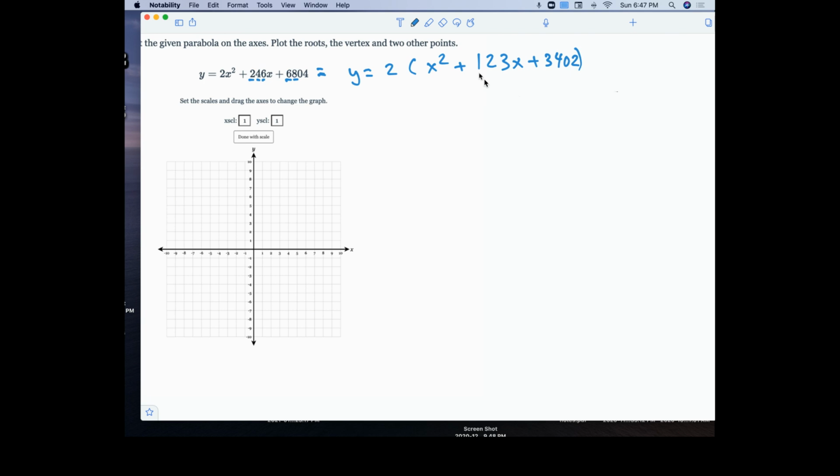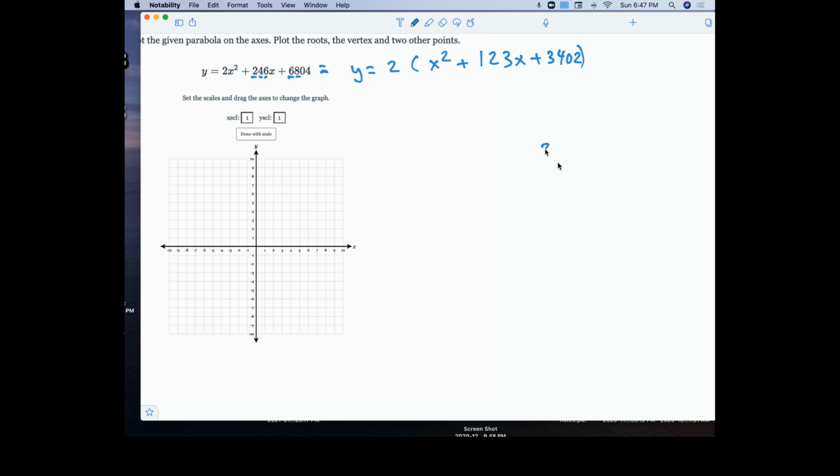What you're going to end up having to do is try to figure out what times what gives me 3402, and add or subtract gives me 123. It would be fair game to do this on a calculator, but I want to show you a different method in case you're not given a calculator. What I would do is divide by 2 because you know it's divisible by 2. So 34 divided by 2 is 17, so this is 1701.